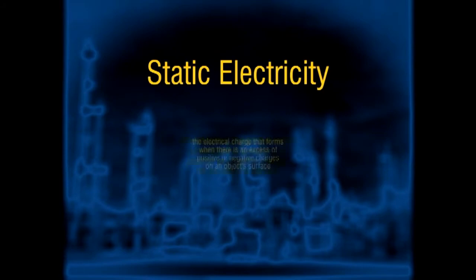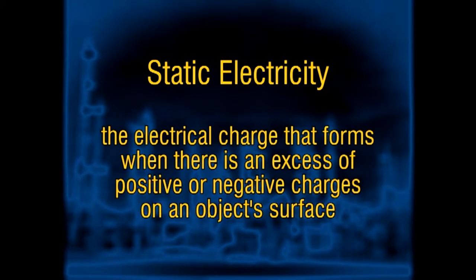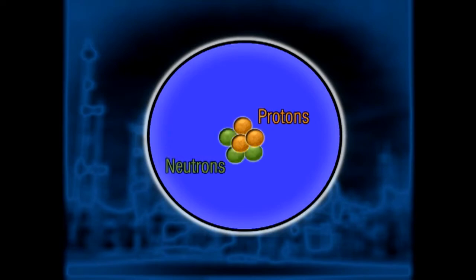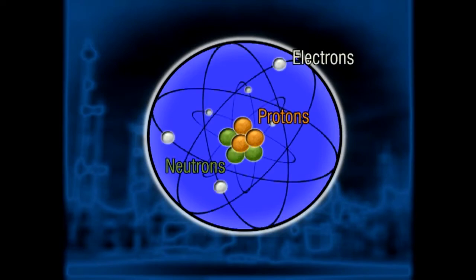Static electricity is the electrical charge that forms when there is an excess of positive or negative charges on an object's surface. All objects are made up of atoms. The center of the atom, the nucleus, is made up of tiny particles known as protons and neutrons. Smaller particles, known as electrons, orbit the nucleus. Protons are positively charged. Electrons are negatively charged, and neutrons are neutral, that is, they have no electrical charge.